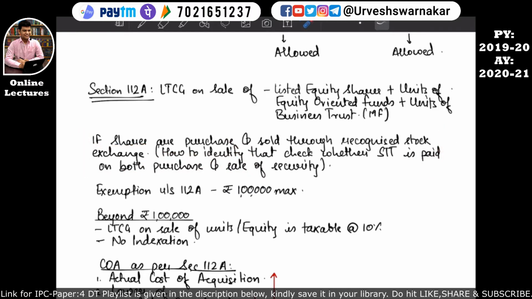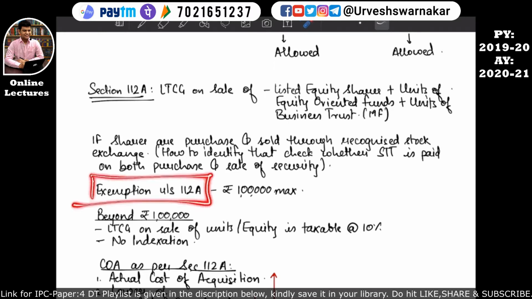If the shares are purchased and sold through a recognized stock exchange, then this section will be applicable, that is section 112A. Okay, how to identify whether this section will be applicable? Check whether STT is paid on both purchase and sale of the security, that is, these listed equity shares. I hope this is quite clear to you all.